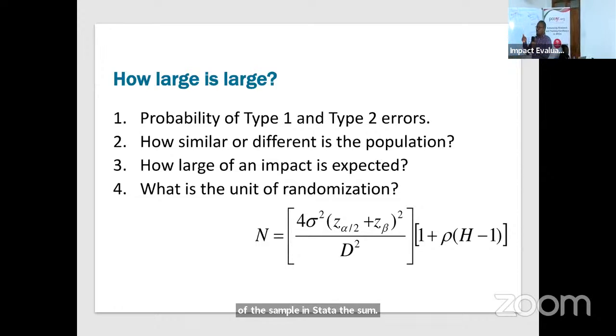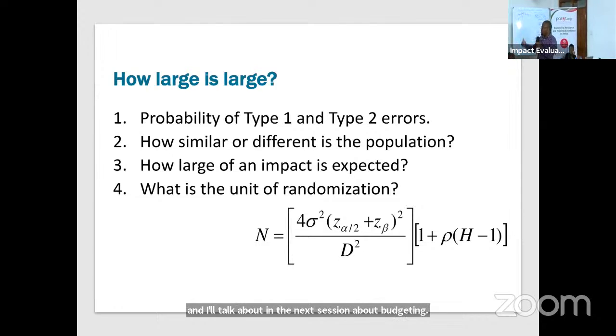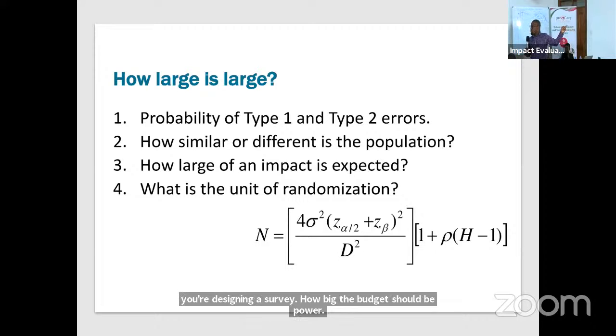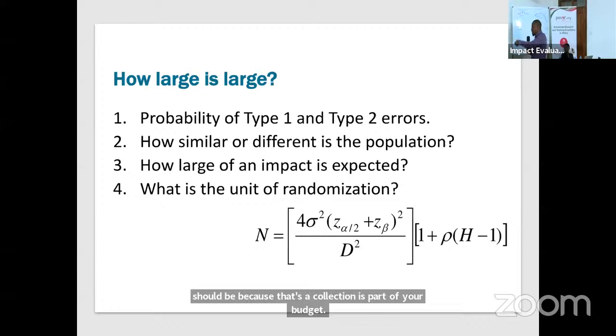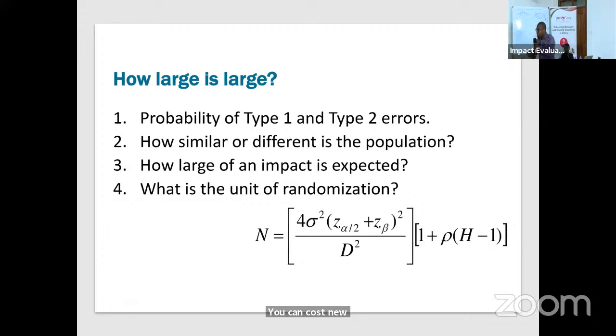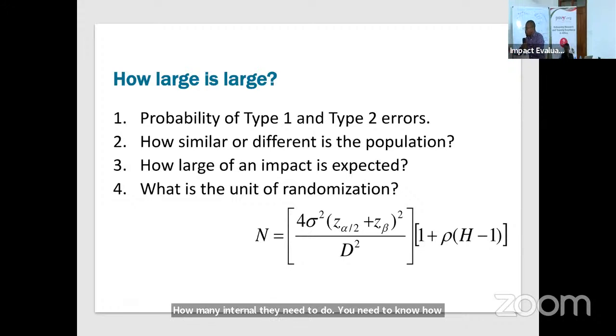It is very important, and I'll talk about it in the next session on budgeting. When you're designing your survey, how big should the budget be? Power calculation is very important. You see now? When you're writing to a funder, how big my budget should be, because data collection is part of your budget. You can cost enumerators' wages, but how often are they going to interview? How many interviews do they need to do? You need to know how big your sample is. So you need to always know power analysis. Are we together? It doesn't matter, even if you're in comms.